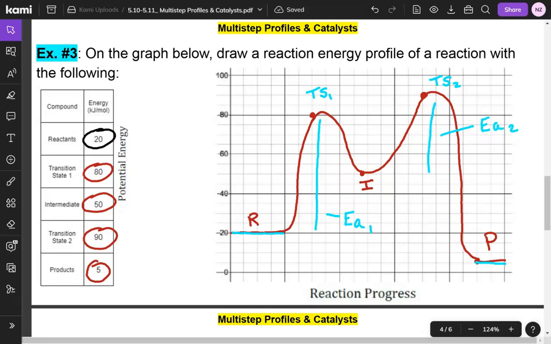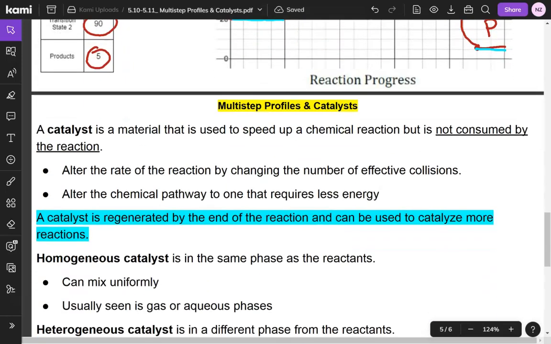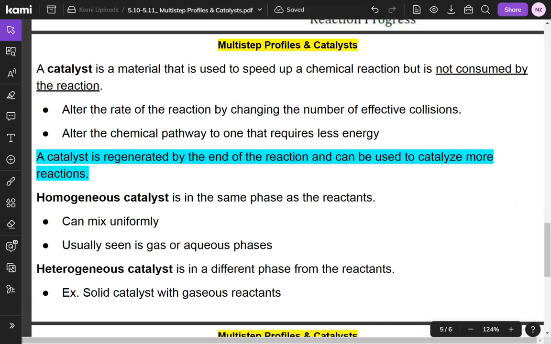So this is just another example of a multi-step profile. So you can have several steps involved. Each step is going to be a peak on our graph.